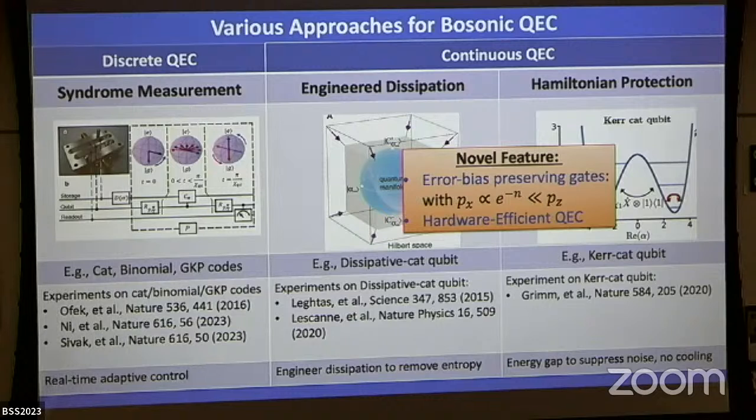Okay, so that's probably all I want to talk about for the Bosonic codes, and I want to talk about something beyond just using Bosonic error correction for the next 35 minutes. But before that, if you have any questions about the Bosonic codes, I'll be happy to answer.